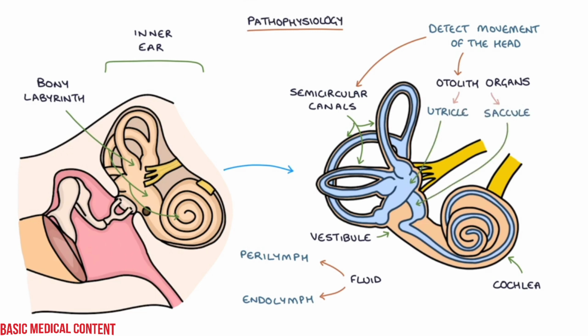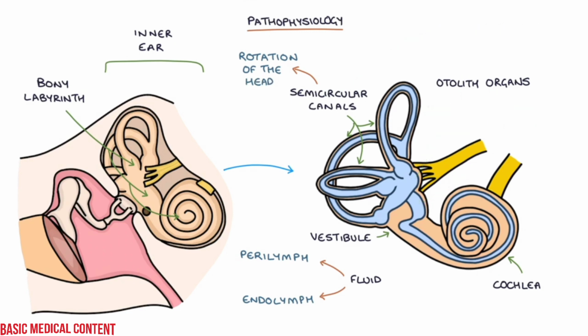the inner ear. The semicircular canals detect rotation of the head, and the otolith organs detect gravity and linear acceleration, so acceleration in a single direction. The cochlea is responsible for hearing.